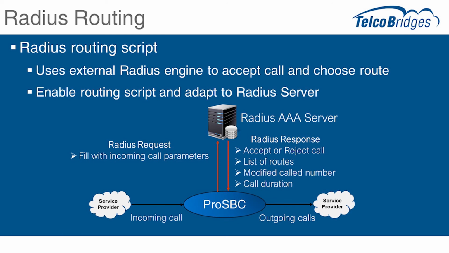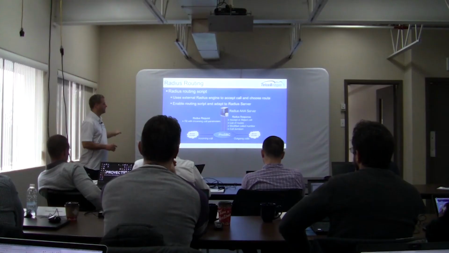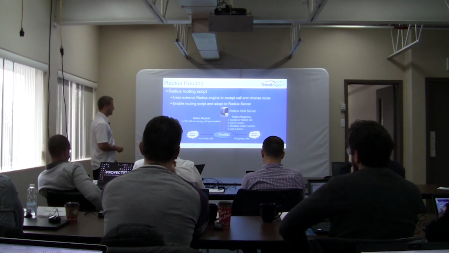Radius routing scripts. So you can use an external radius engine to accept call and choose the route. So instead of having the SBC here decide what to do with the call, we can bypass completely the routing table, bypass the label routing, any routing script we have done, and just do a routing script to send to the radius server. Okay? So two things we do.